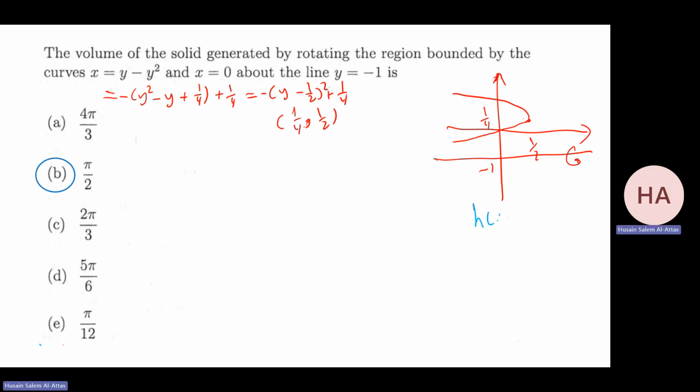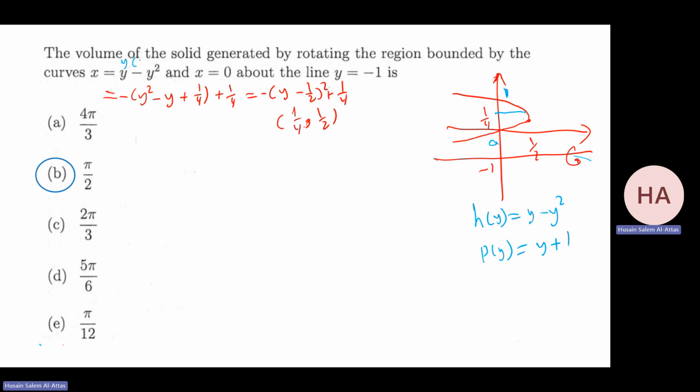So I have h of y. This will be my line parallel to this axis of revolution. So h of y will be what? The function y minus y squared minus 0, which is y minus y squared. b of y will be y plus 1. From where to where? From 0 to 1. Yeah, very clear.